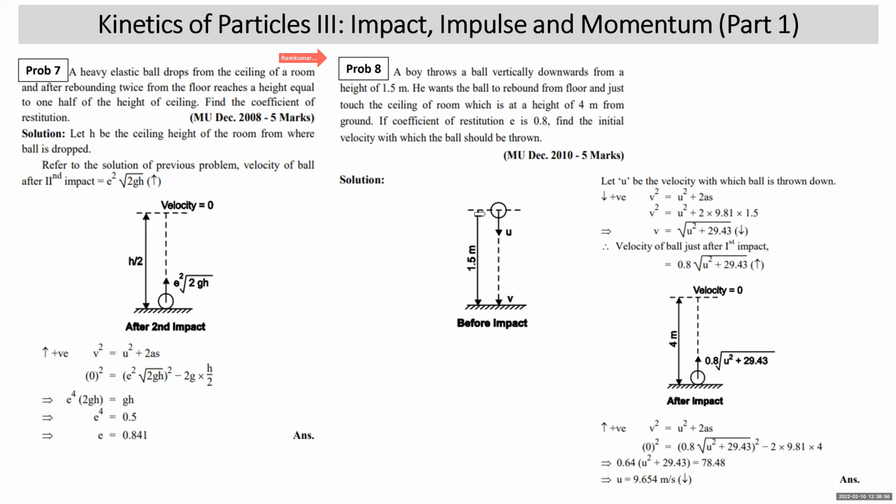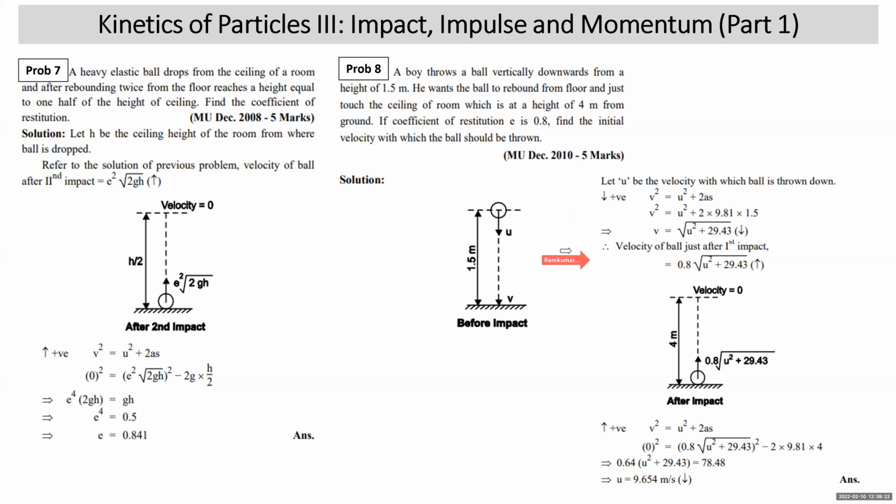Now the ball is thrown with velocity u, before impact, from the height of 1.5. So I can get the velocity of the ball just before impact. Taking downward positive, v squared is equal to u squared plus 2as. s is 1.5, u is unknown. u squared plus 2 into 9.81 into 1.5. So v is equal to square root of u squared plus 29.4.